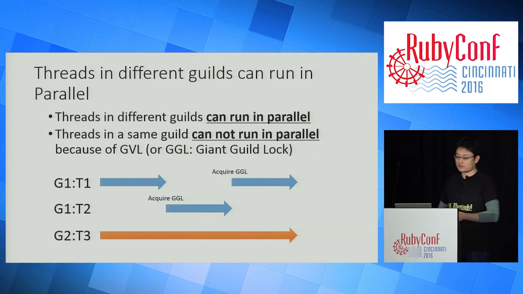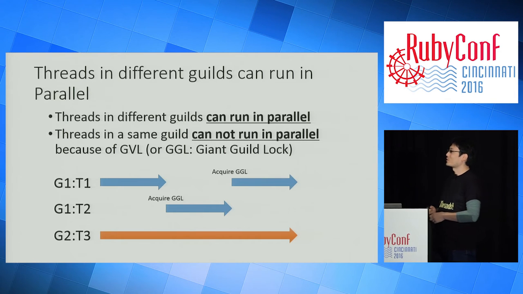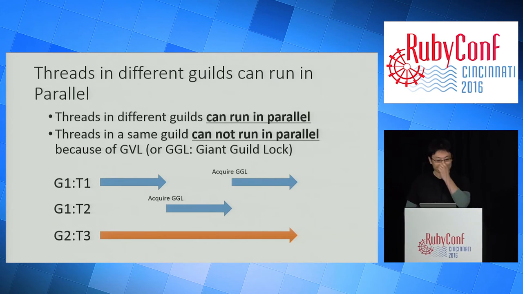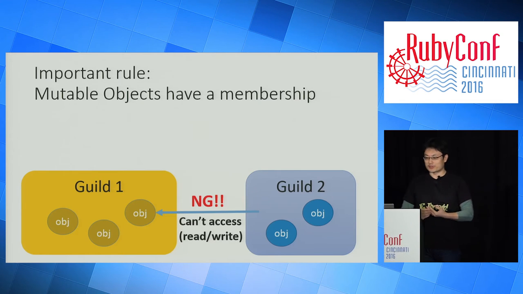Thread T1 and thread T2 belong to Guild G1. They cannot run in parallel, but thread T3 belongs to another Guild. So thread T1 or thread T2 and thread T3 can run in parallel. And the most important rule is that mutable objects have membership.